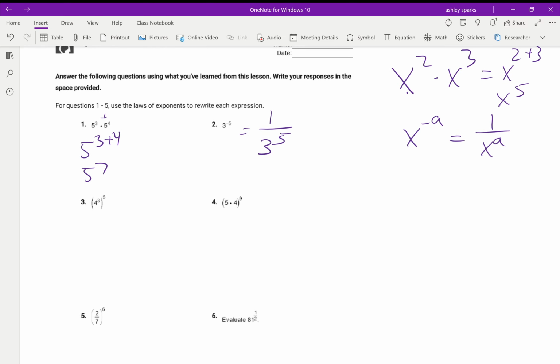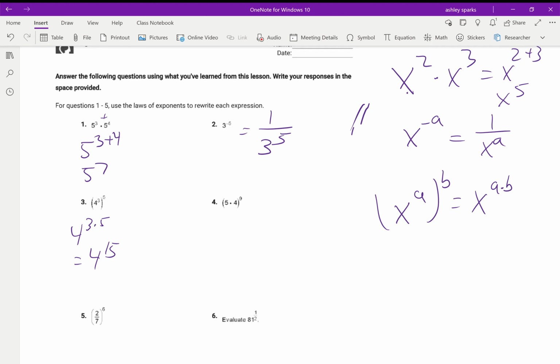When you have something raised to an exponent, so x, if I can write, x, a to the b, what's happening here is you would multiply a and b. So I'm going to do 4 to the 3 and multiply the 3 times the 5. So this would become 4 to the 15th.